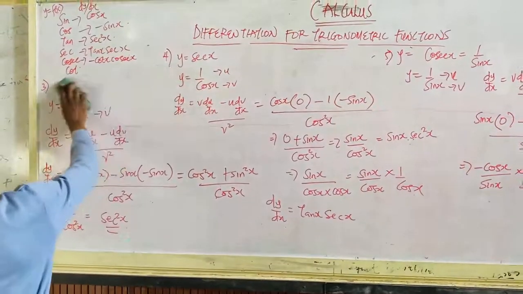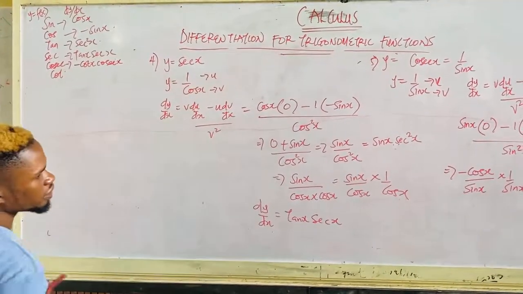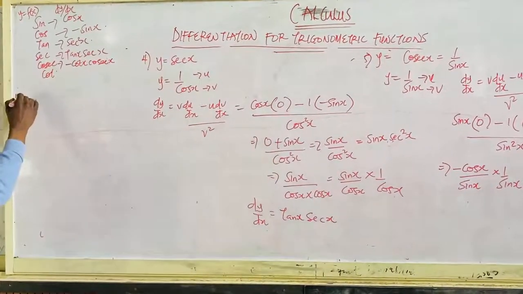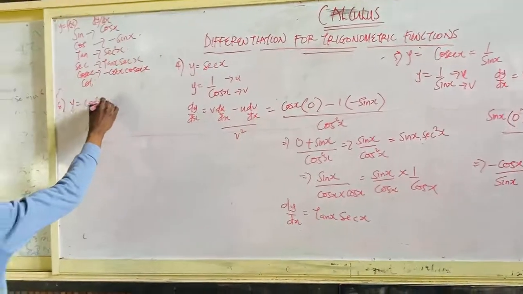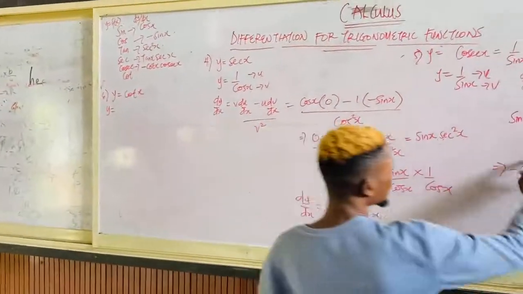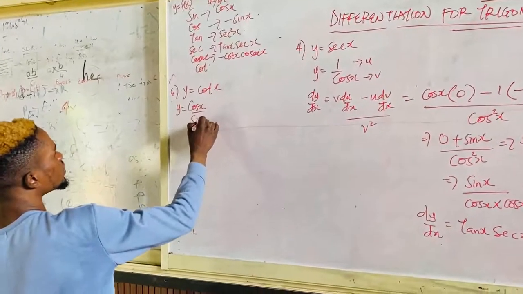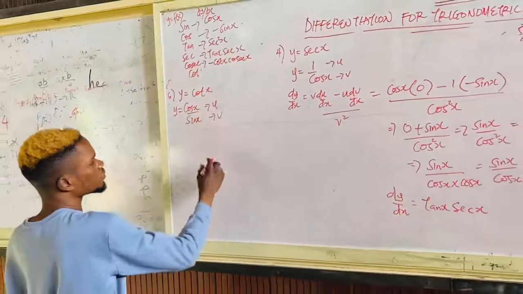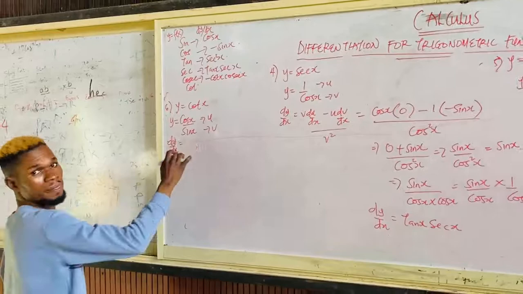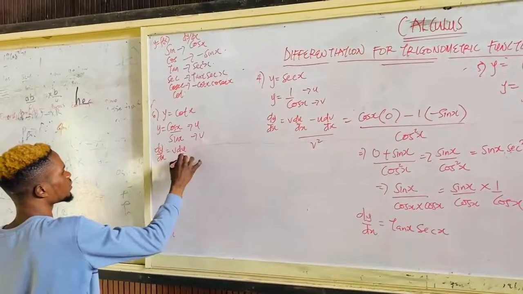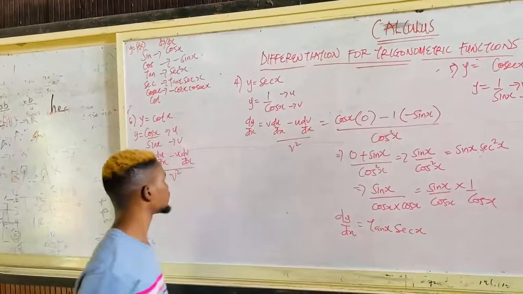Now the last one, which is cot x. If y, number 6, if y is equal to cot x. Now remember I said that cos over sin is cot. So cot is the same as cos x all over sin x. This is u, this is v. Quotient rule, dy/dx is v du/dx minus u dv/dx all over v squared.